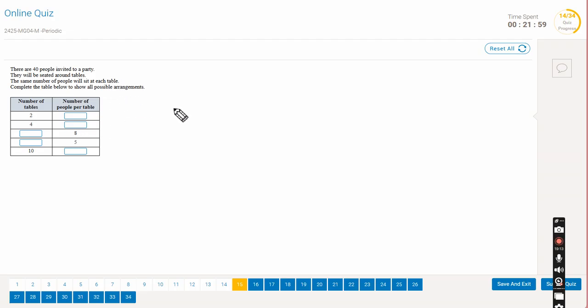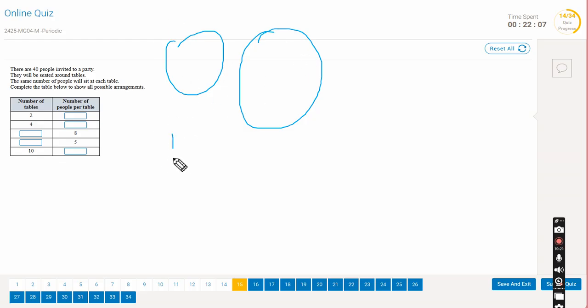Here, what are you going to do? Imagine they have only 2 tables. That's what they're trying to say. And you're going to divide these 40 people into these 2 tables. How will you do that? 40 divided by 2. That's it. 40 divided by 2, what do you get? 20. So you'll just have 20 people on one table and 20 people on the other table, right? So let's do that here.